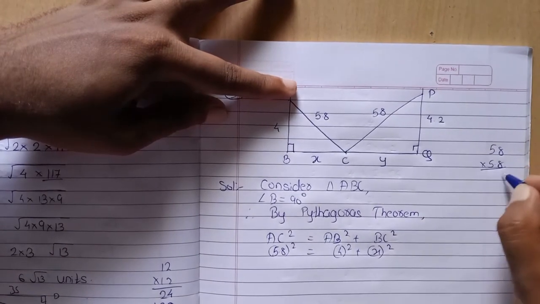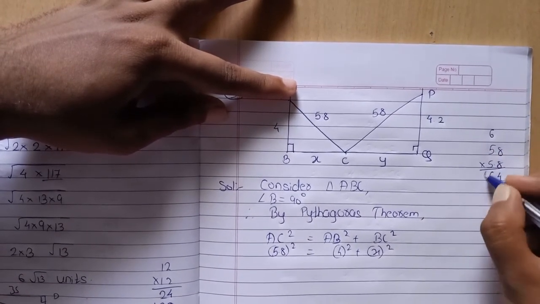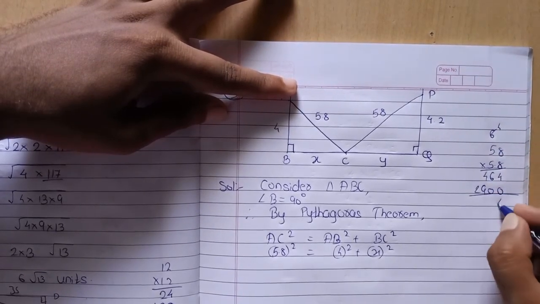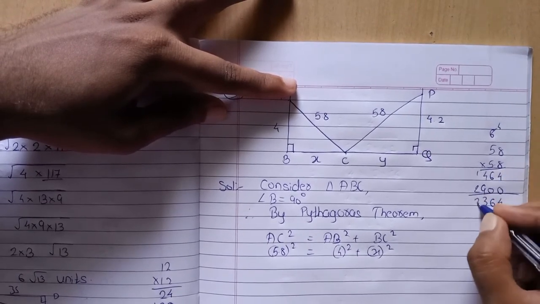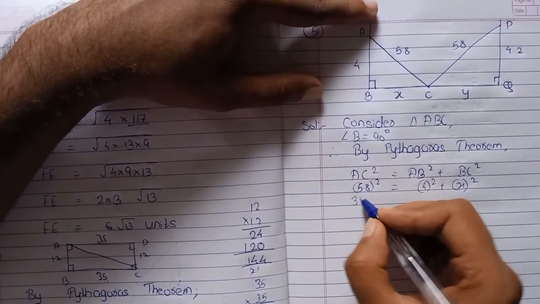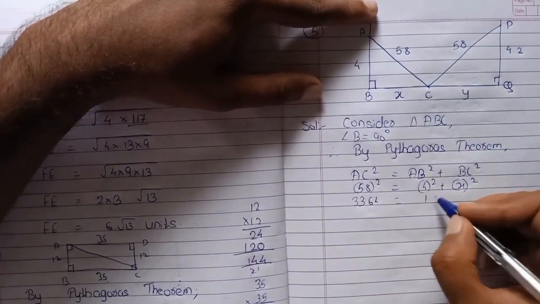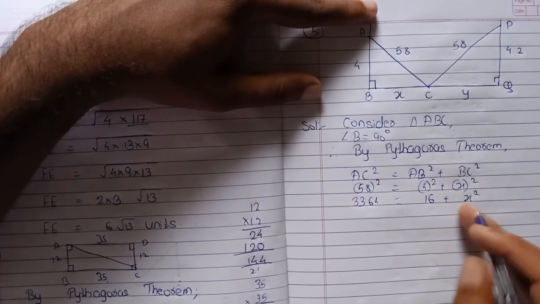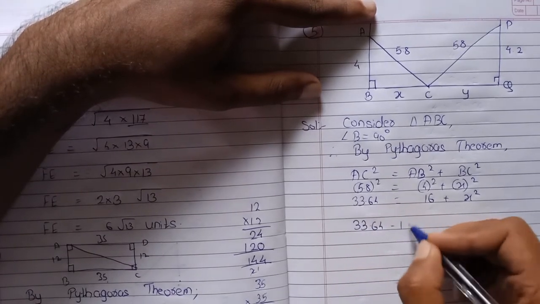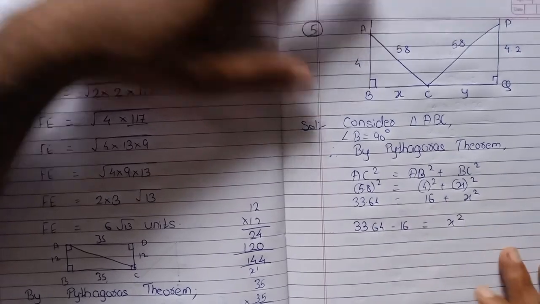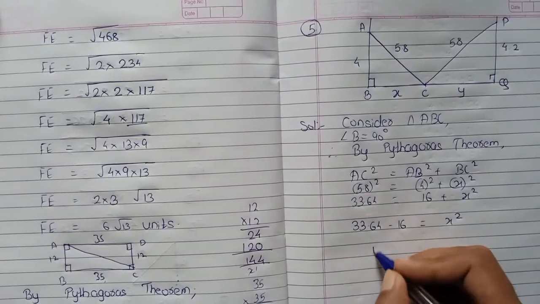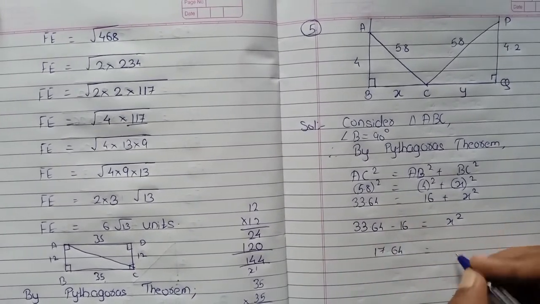5.8 into 5.8: 8 8s are 64, 8 5s are 40 plus 6 is 46, 8 5s are 40, 5 5s are 25 plus 4 is 29, 4 6 is 9 plus 4 is 13, 2 plus 1 is 3. Two numbers after the decimal, so 2 decimal places, so it would be 33.64, is equal to 4 4s are 16 plus x square. We just need x, so first I will take 16 on this side. It would be x square is equal to 33.64 minus 16, which will give us 17.64.